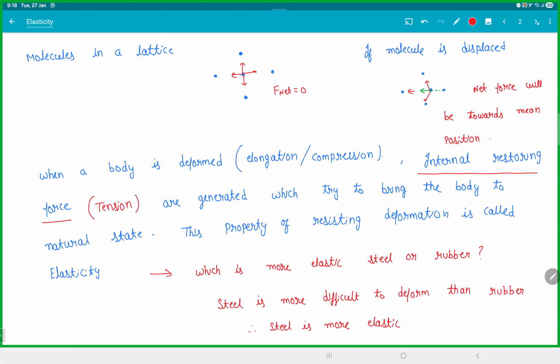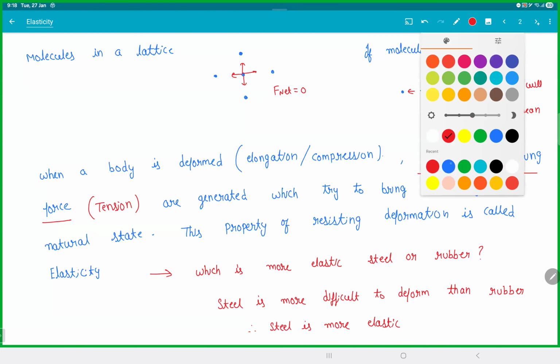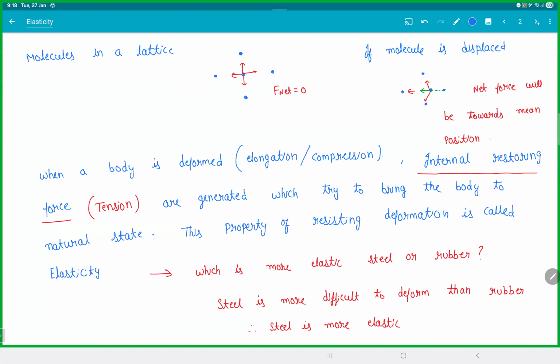Yeah, it is non-linear, but for small deformations, we can take it as linear. All clear so far? This is the intro part: why do you get forces in the first place? So you should have an idea why you get forces.